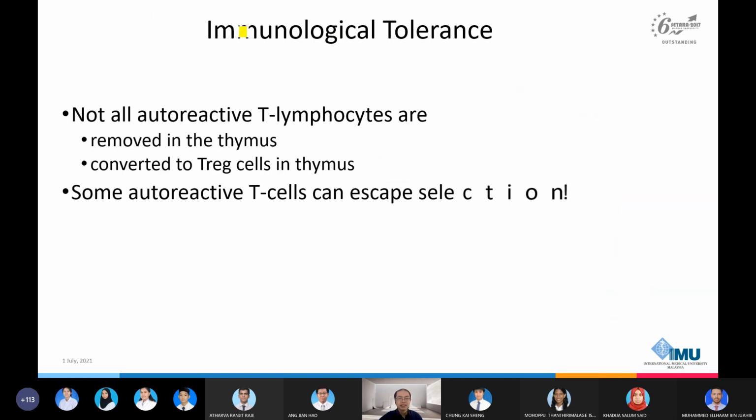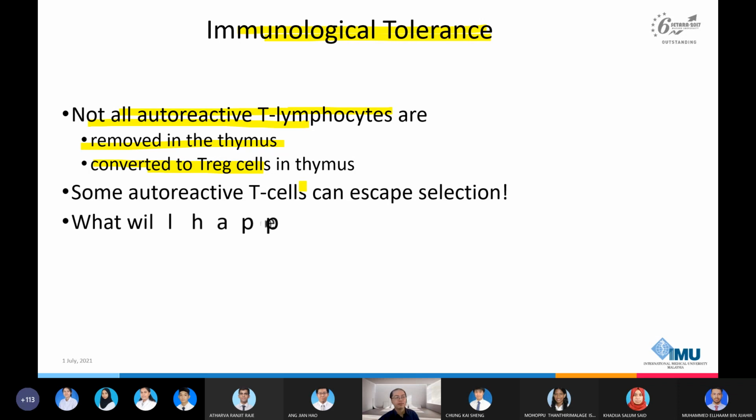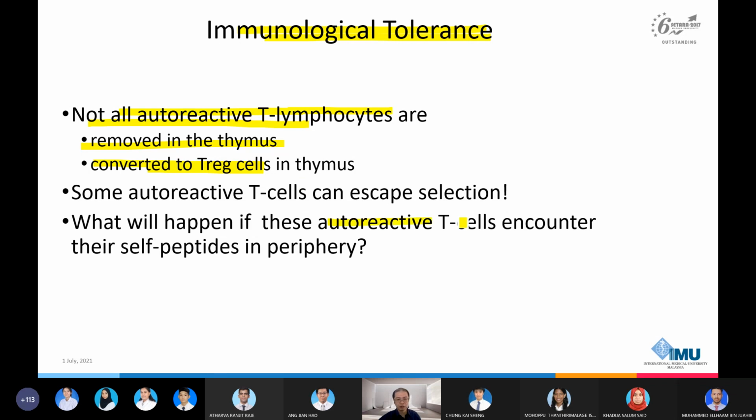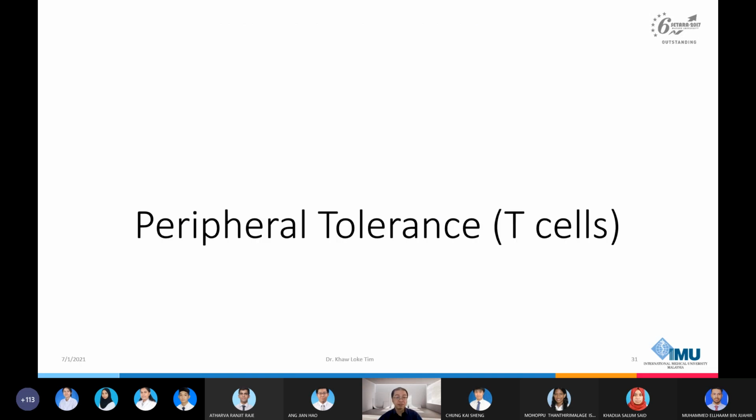However, not all autoreactive T lymphocytes are removed in the thymus or converted to Tregs. You have some that manage to escape. What will happen if these autoreactive T cells are in the periphery? So that's why we have peripheral tolerance.